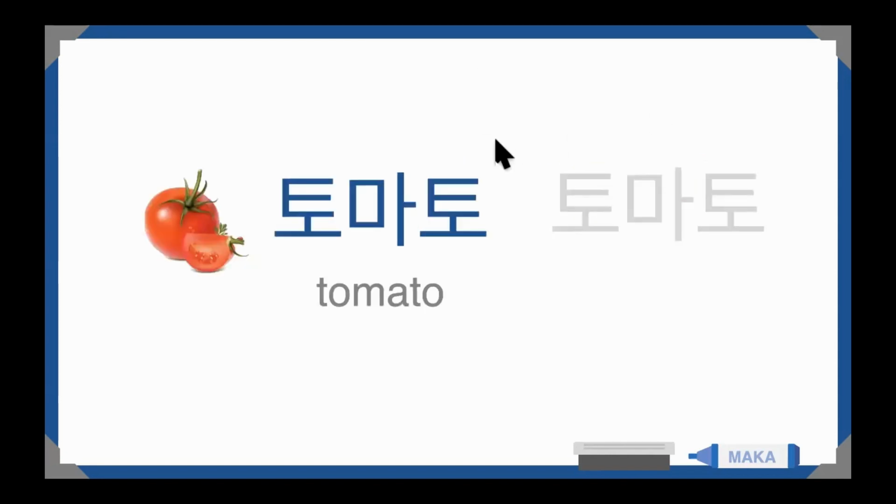Okay, the next word is, I think you already know. Can you read this? Tomato, tomato. Okay, which means tomato. Okay, let's write. Are you also writing this word with me? Yeah, please practice writing too.